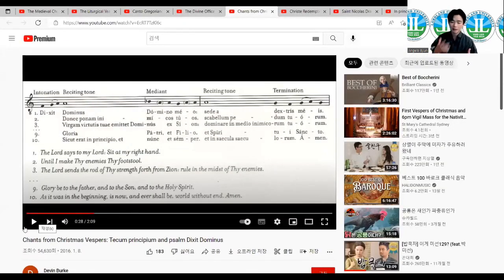After the Tecum principium, they continue to sing Dixit Dominus. So it is so connected.